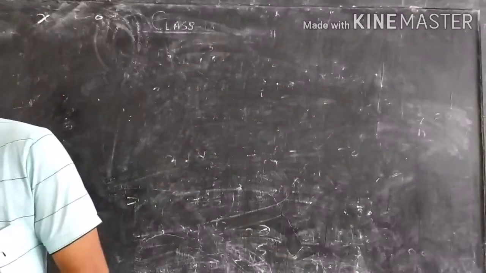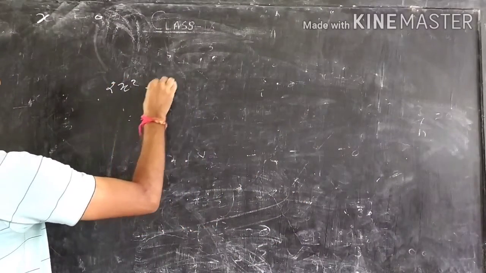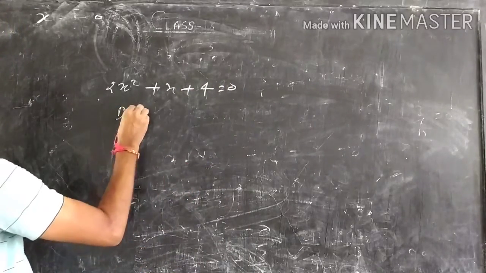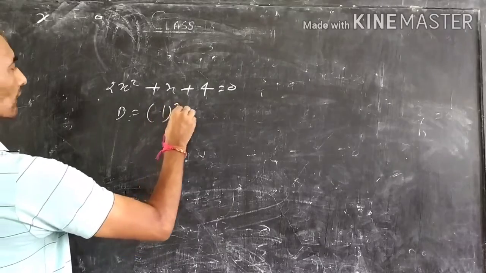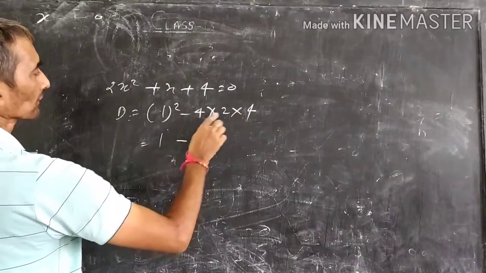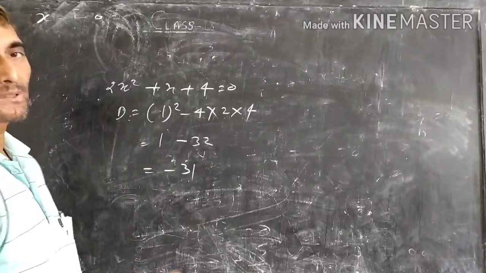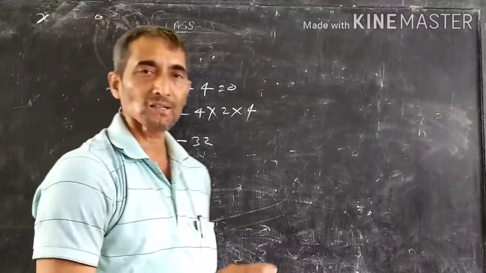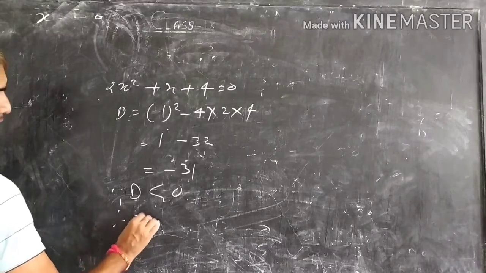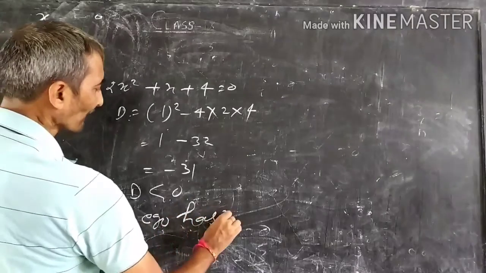Another question. 2x square plus x plus 4 equal to 0. We check it. D is equal to b square, means 1 square minus 4 into 2 into 4, that means 1 minus 32, minus 31. Minus 31 means less than 0. All negative quantities are less than 0. Since D is less than 0, therefore the equation has no roots. No roots.